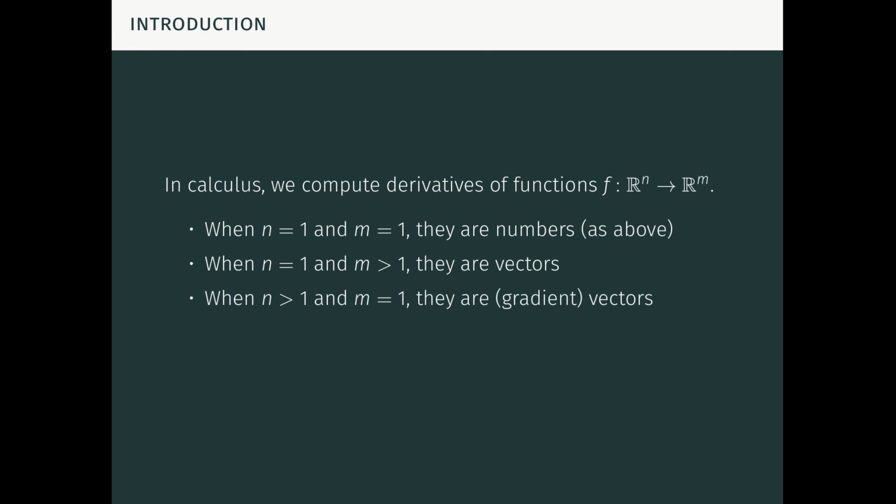When n is greater than 1 and m is equal to 1, we are dealing with real-valued functions of multiple real variables, and the derivatives are just gradient vectors. And finally, when n is greater than 1 and m is greater than 1, we're dealing with vector-valued functions of multiple real variables, and the derivatives are just Jacobian matrices. So again, I'm assuming that you've seen these notions of derivative in calculus.